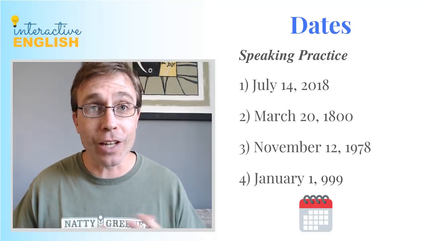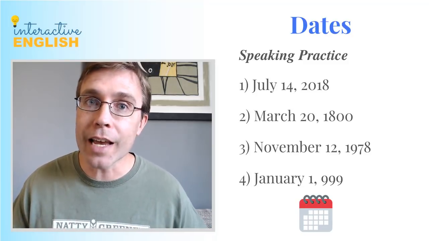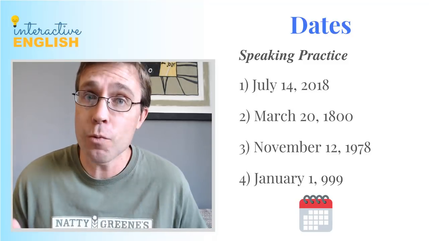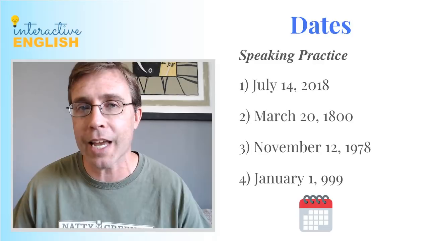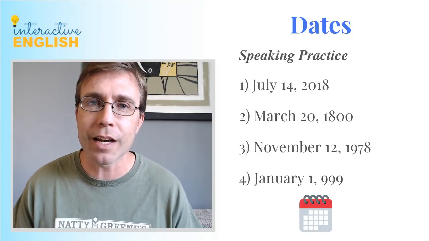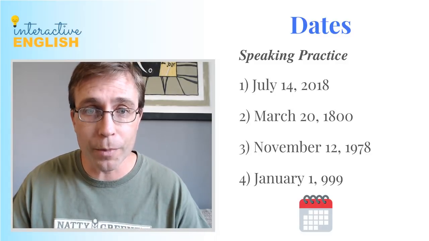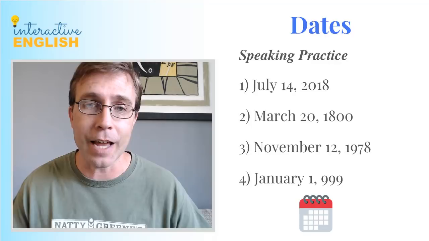So number 1, July 14th, 2018. Again, July 14th, the ordinal number, 2018, we'd say it as a whole number. You could also, if you want, you could say July 14th, 2018. But I don't think that's as common to say most of the time. Within that first 100 years of a new millennia, we're just going to say the whole number. July 14th, 2018.